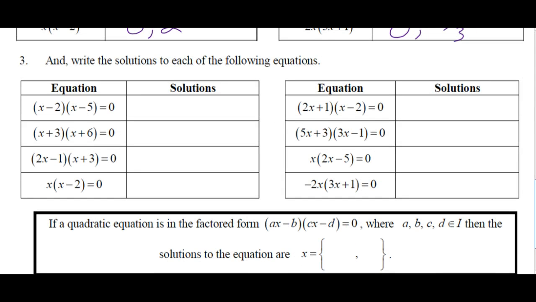And write the solutions to each of the following equations. Okay, so same deal, right? Now we just say x equals 2 or 5, right? So that's the idea. We're going to get an equation in this form because this unit, last year was quadratic functions.